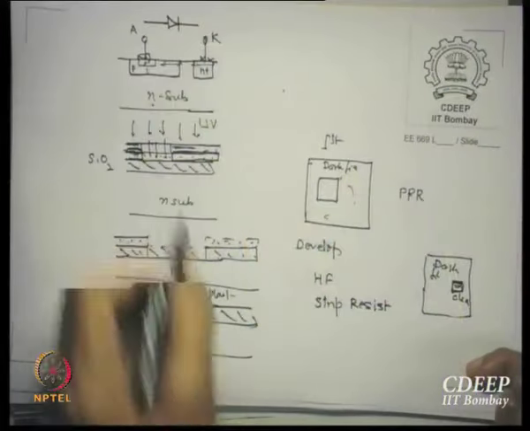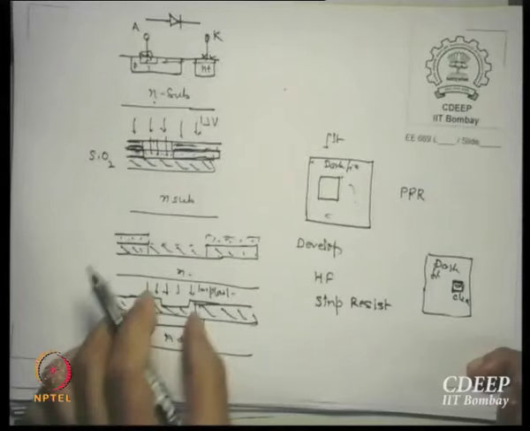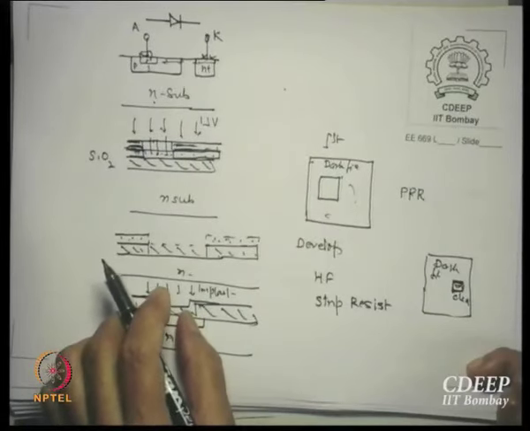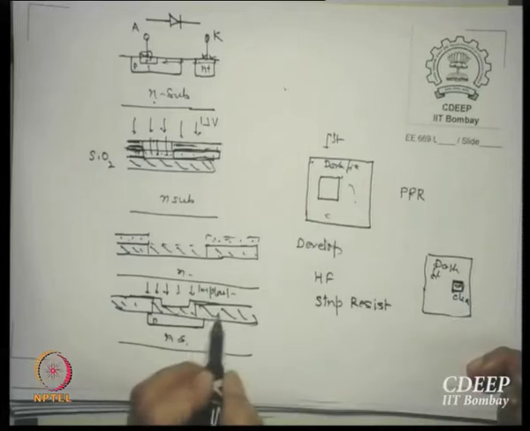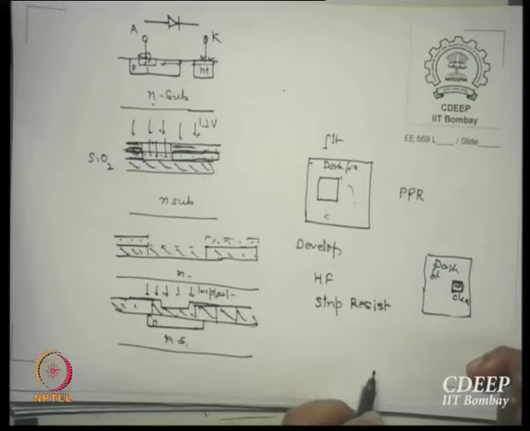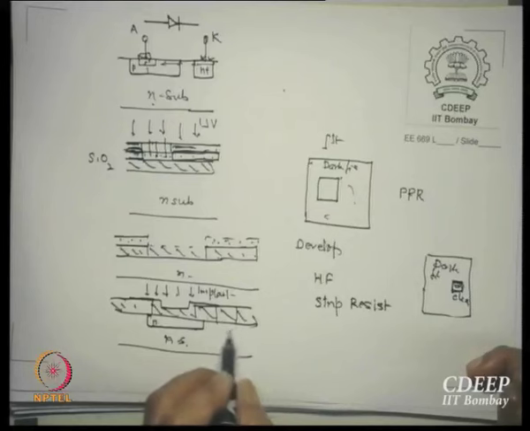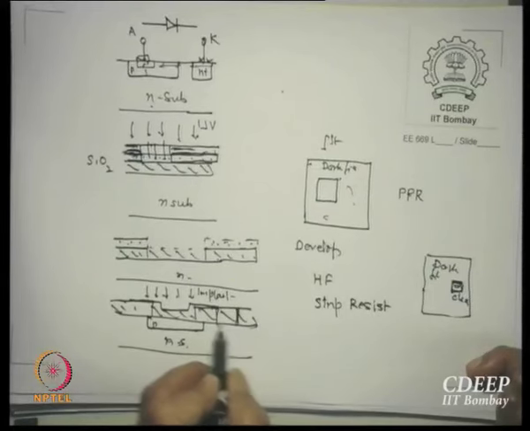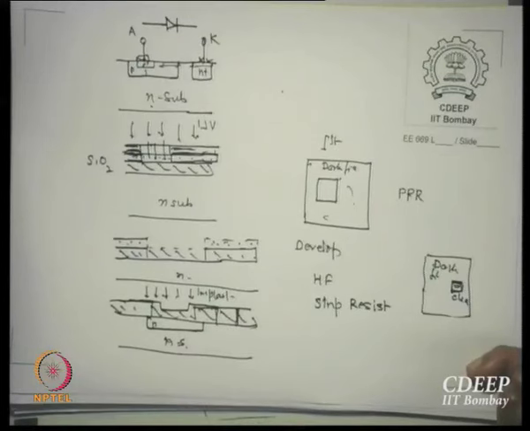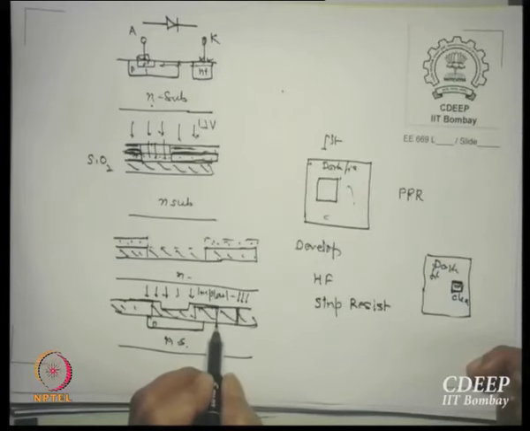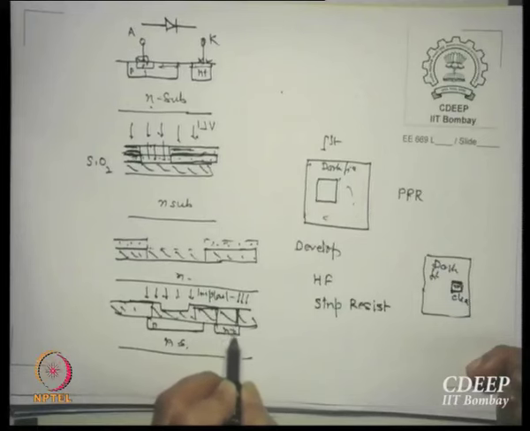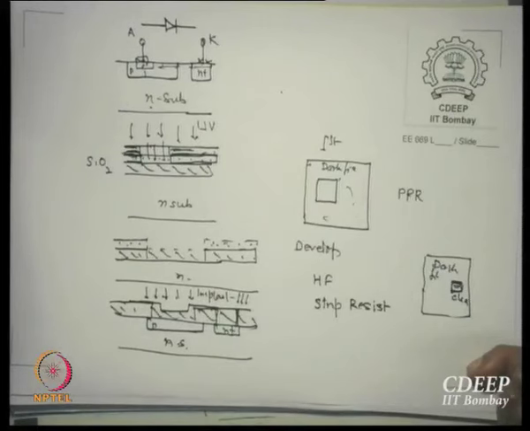So if I do this, you can see that this area will now get protected. Why? Because this is a dark area. Only the clear region, this small area somewhere here, okay, is where the resist will go away because it will be developed, softened. Then I will etch the oxide. So I will create a window again for what impurity now? N impurities, which is either arsenic or phosphorus. So I can do either an implant of arsenic or phosphorus, and I will create a heavily doped N plus region below.